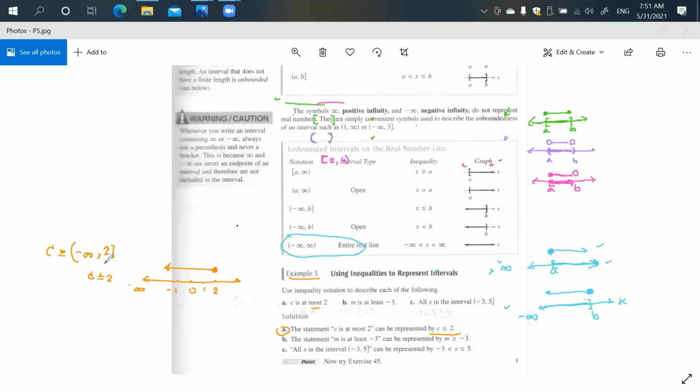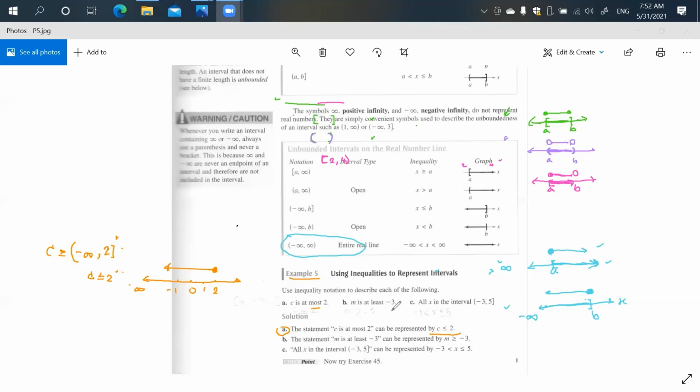Either way, you can write this one in the notation side, or in the inequality symbol, and then you plot the graph. Every time you work, you have to write three things for me. The graph must be there, and either one of the other writings. You can select.